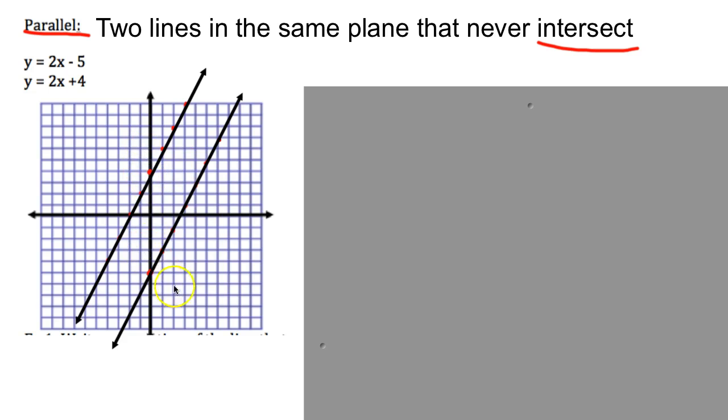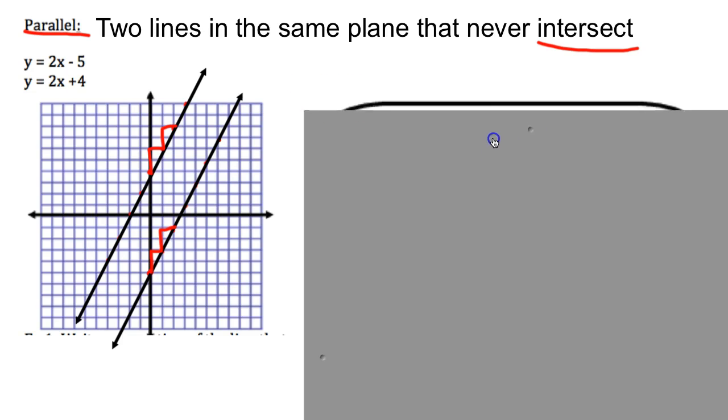Why are they parallel? They're never going to touch. If I go to any of the points I made, I know the slope, it was up 2 to the right 1. If I go to the same point on the other line, it's the same exact rate of change. Up 2 to the right 1. So they're changing at the same rate, so they're never going to get closer together or farther apart. They're going to stay the same distance away from each other, and they'll never intersect.